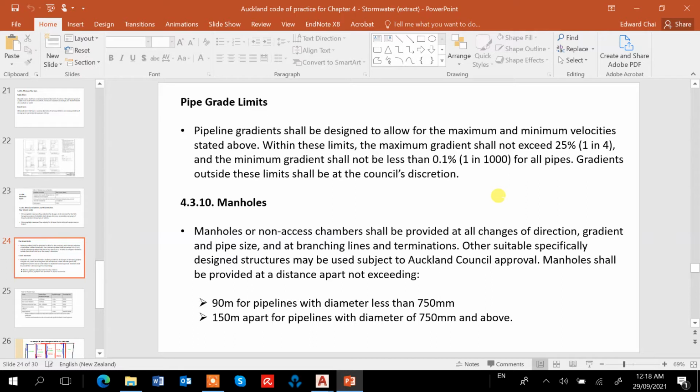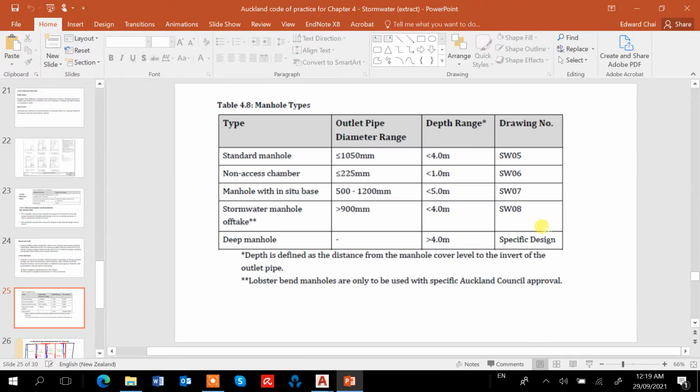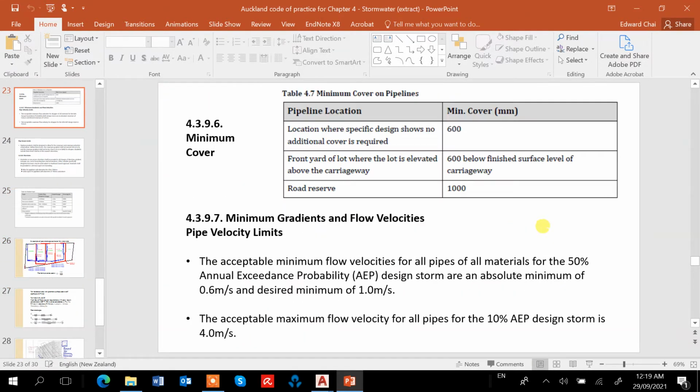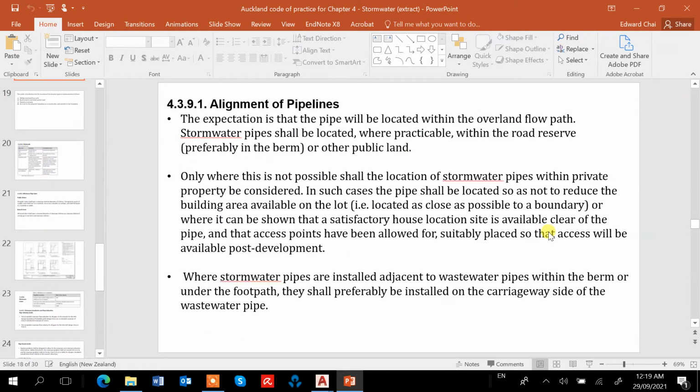Also, if your land is too flat, probably the slope needs to be more gentle. If so, we have to look at the discharge point and then you go backwards. Make sure that you have enough cover and enough depth, so that will probably decide the gradient of the slope as well.